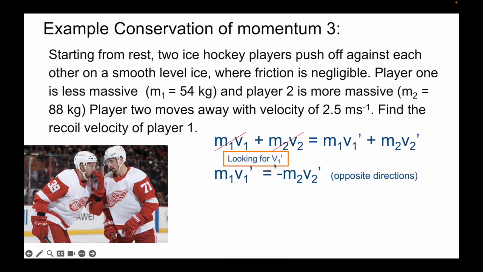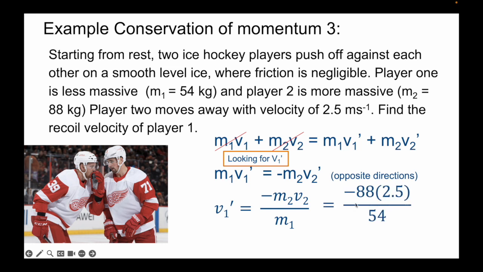We're really looking for the velocity of 1. So we can algebraically solve for v1 prime. That's this one over here, the speed of player 1, and we can plug in our negative m2, the mass of m2, the speed of our second player, and the mass of the first player to get our final velocity. Can you confirm that value?